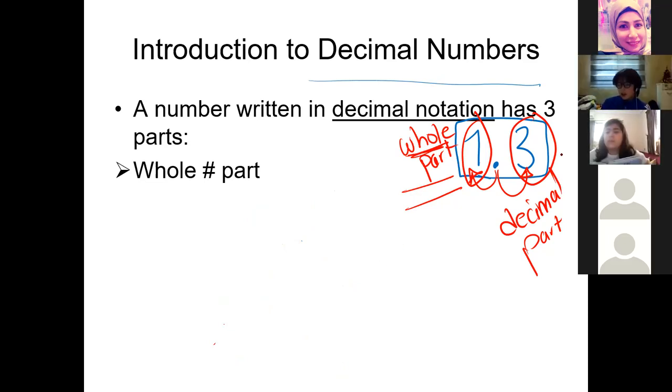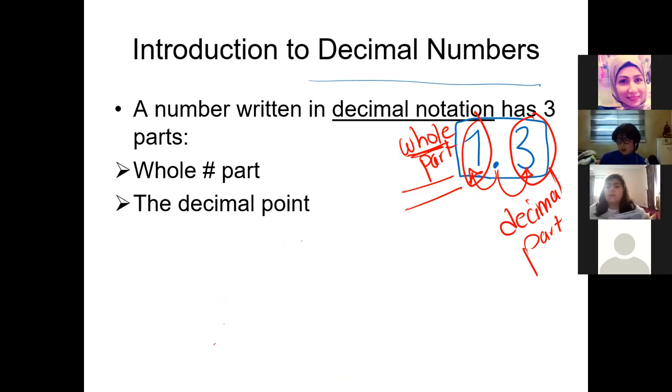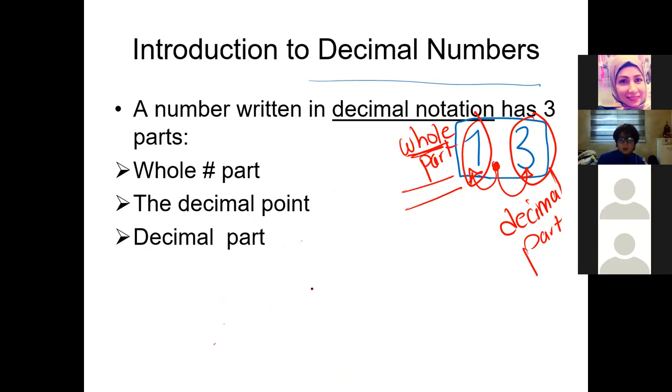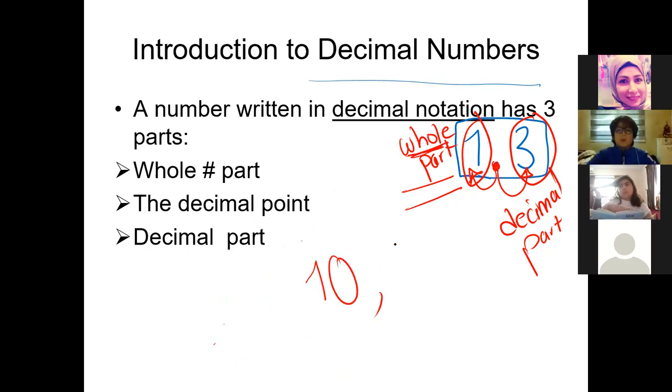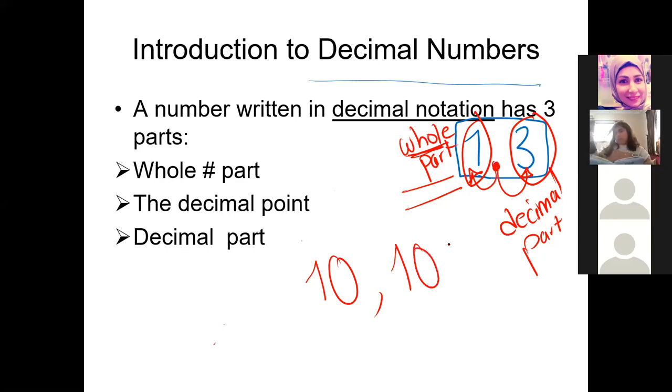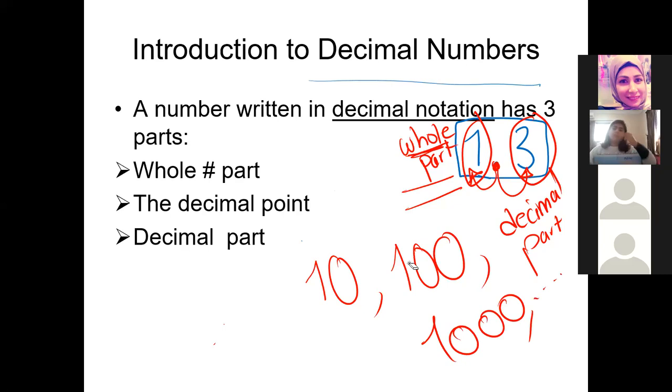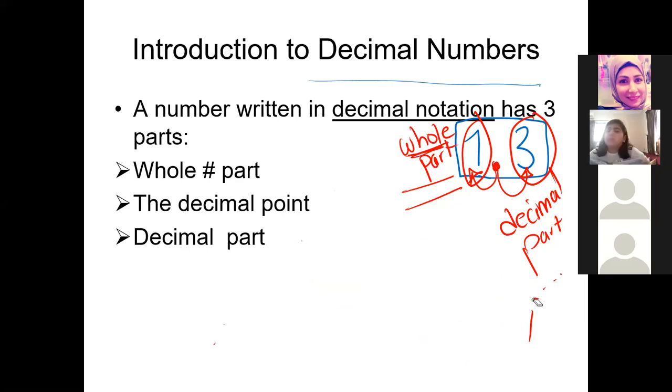Okay. So we have the whole part, and we have the decimal point. This point we name the decimal point, and we have the decimal part. We can talk about decimal numbers just if we are dividing the square into how many parts? Into 10, 100, 1000, and so on. 1 and zeros. Excellent.